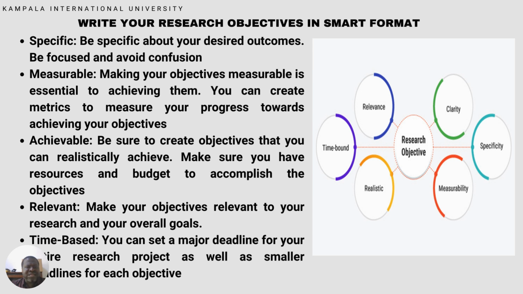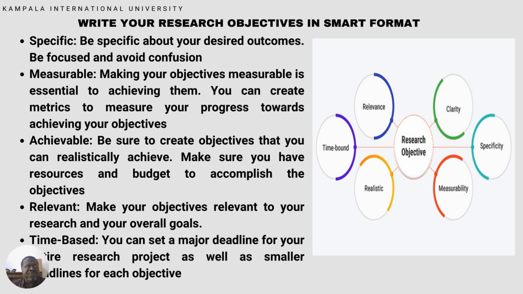Now, the S here stands for specific, M stands for measurable, A stands for achievable, R stands for relevant, and then T stands for time based. What does it mean? It means that when you're writing your objective, it should be specific, focused, avoid confusion, and shouldn't be ambiguous.